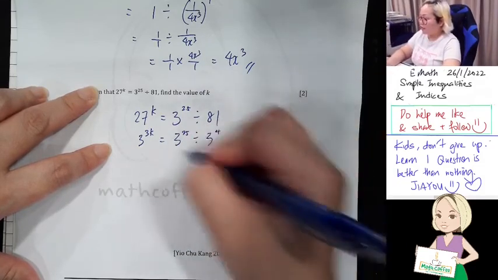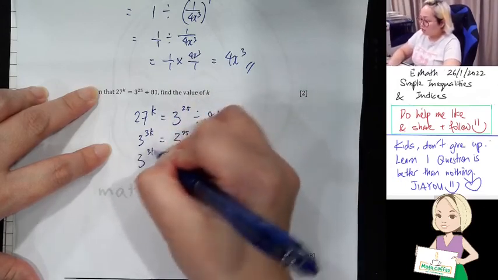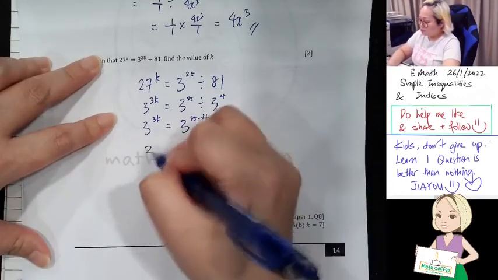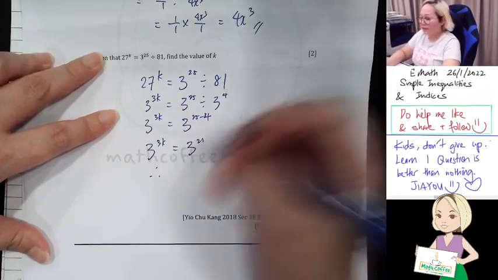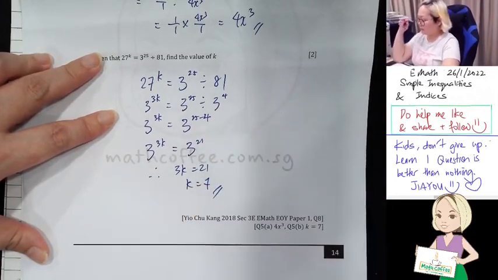So I'm going to change this one. Same base, divide, I'm going to minus the power. So it's 3 to the power of 3k, 3 to the power of 25 minus 4. So it's 3 to the power of 3k equals 3 to the power of 21. Remove the base now. So 3k equals 21. So k equals 7. Done.